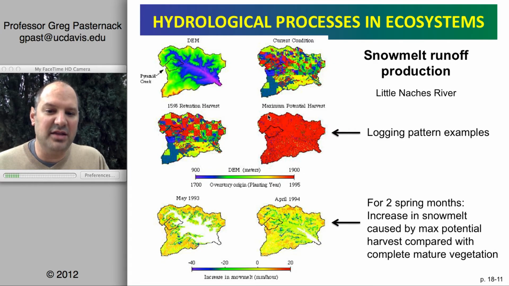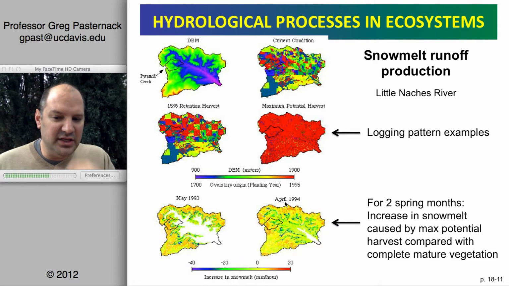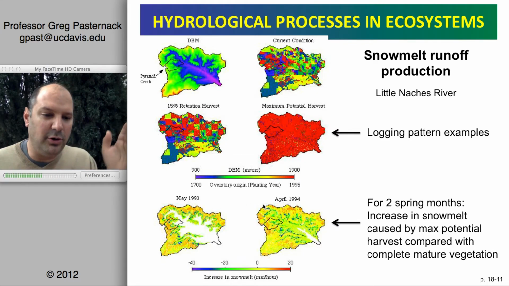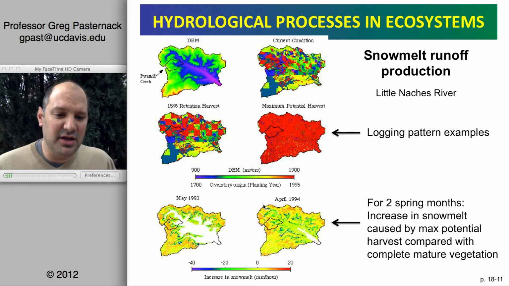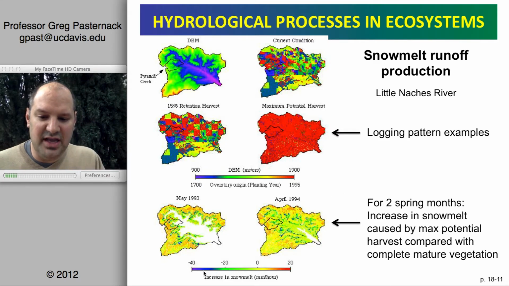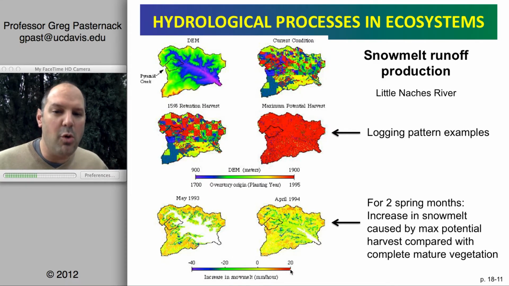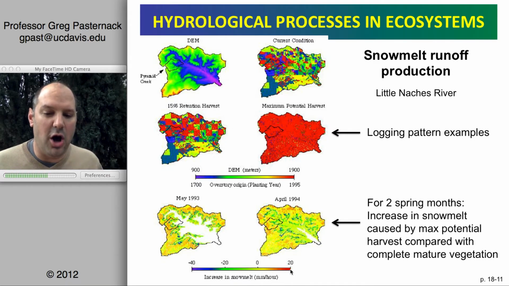We could compare that to the maximum potential harvest that's shown here. And then what you see here is for two different months, May and April. These are the snowmelt months. There's the amount of the increase in snowmelt as a result of having the maximum potential harvest compared to the current condition. So if we are yellow to red, we're getting more snowmelt than if we did not log. And you can see the majority of the watershed is in a yellow and orange kind of condition.